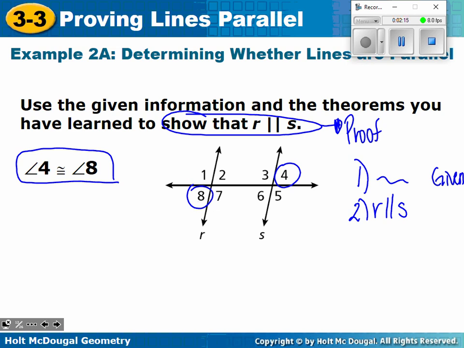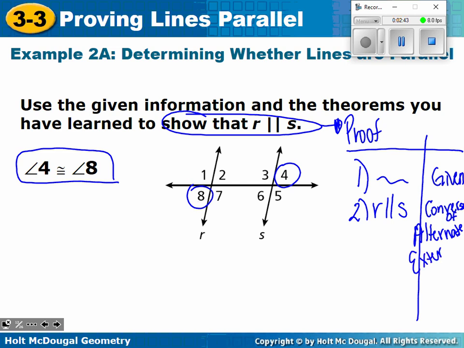Very good. The converse of. You're always using converse whenever you are proving lines parallel. Okay, so I'm just quickly writing this down. Take whatever notes you need to on your paper. But number 1 would be your given. 4 is congruent to 8. And then 2 would be the converse of the alternate exterior angles theorem. I don't have a lot of room here.